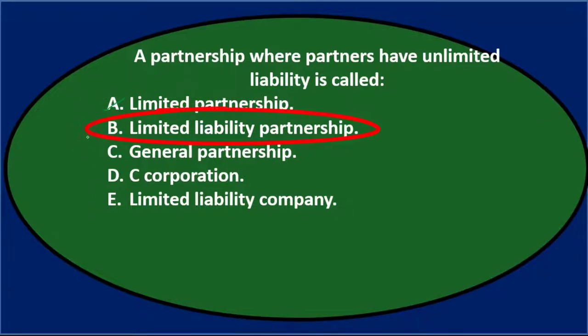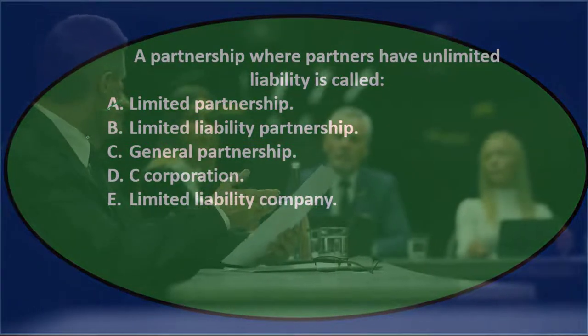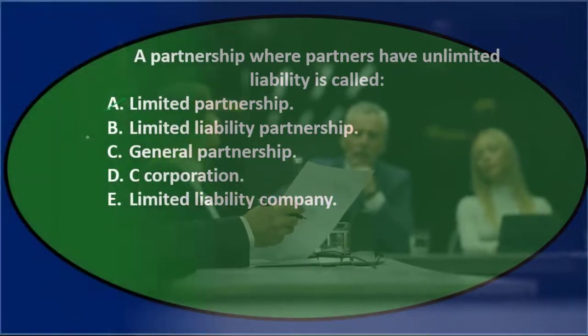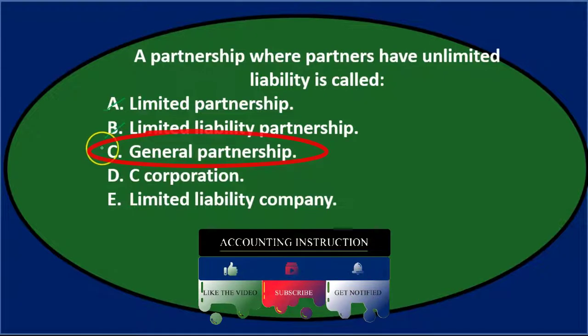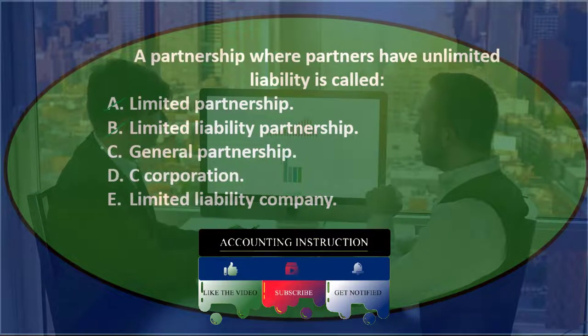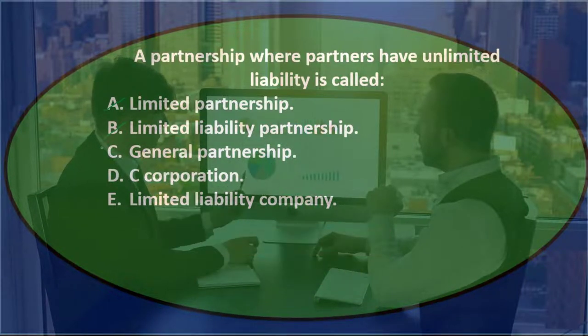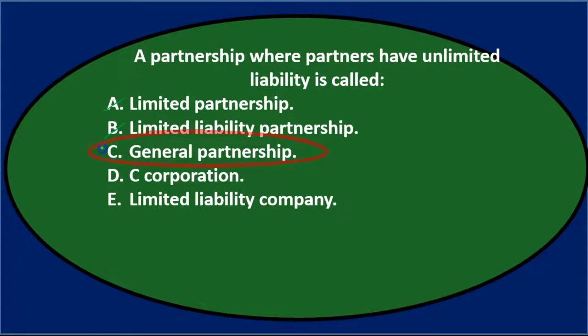The B says limited liability partnership. And again, that's like the hybrid between a partnership and a corporation. And that's the point of a limited liability partnership, is to have more liability protection. That's why you do it. So that wouldn't be unlimited either. C says general partnership, probably the answer, because a normal partnership is a general partnership. And that's the one where you've got the liability issue. So that probably is the one. D says a C corporation. And there's no unlimited liability in a corporation. That's the point of incorporating, and it's not a partnership. So that doesn't sound right.